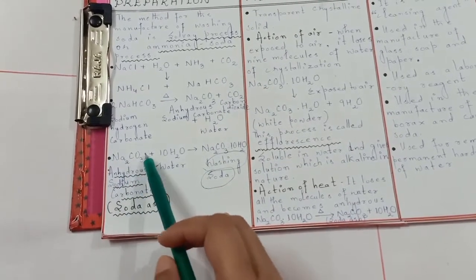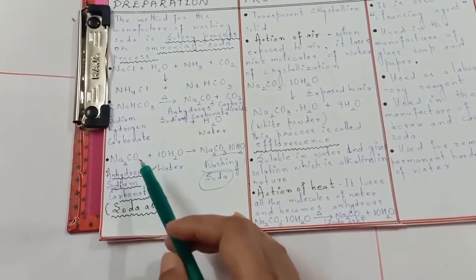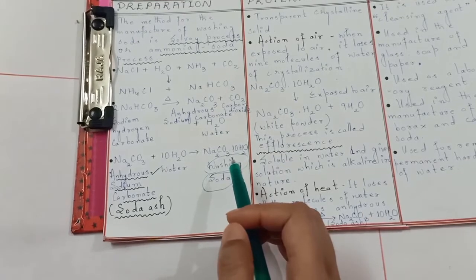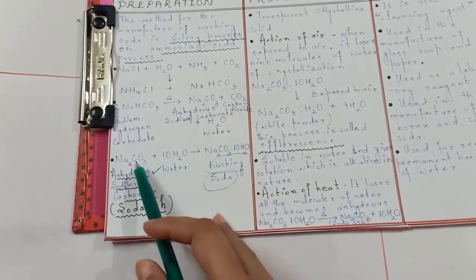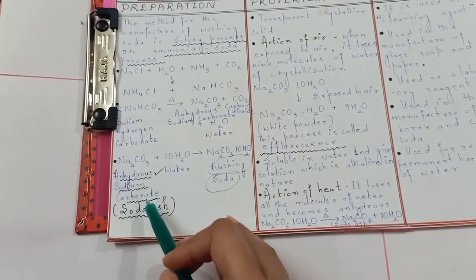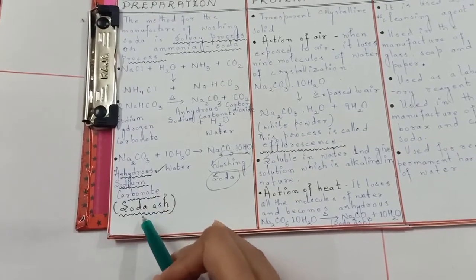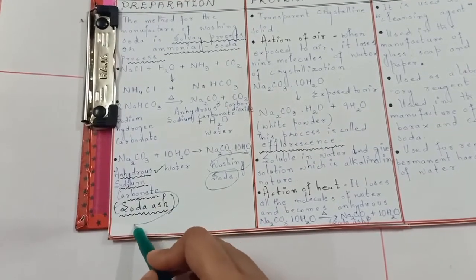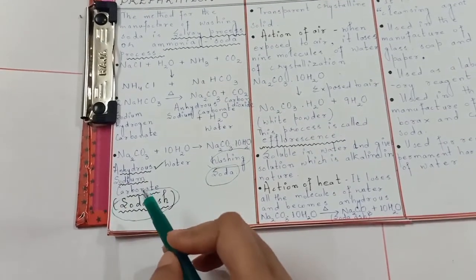Now this was a crystalline salt which will either contain 10 molecules of water of crystallization or 1 molecule of water of crystallization, and when it is going to lose its water of crystallization, then it becomes anhydrous sodium carbonate, which is commonly known as soda ash. Now you need to remember this common name of this compound. Anhydrous sodium carbonate is known as soda ash.